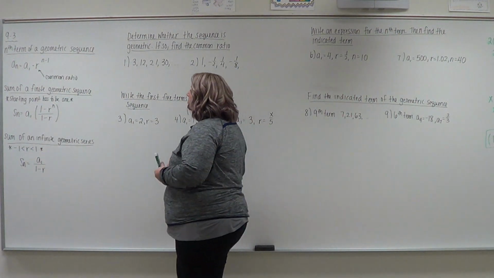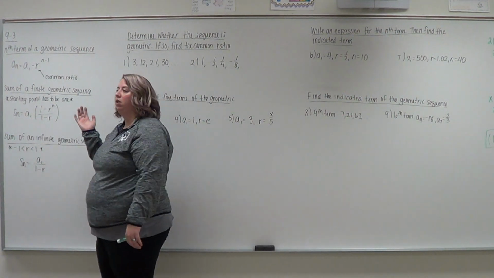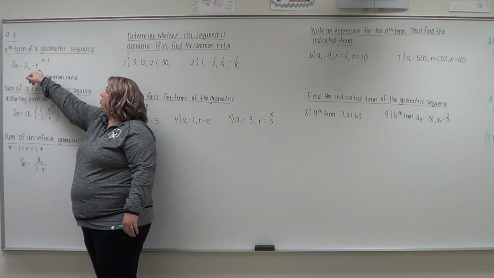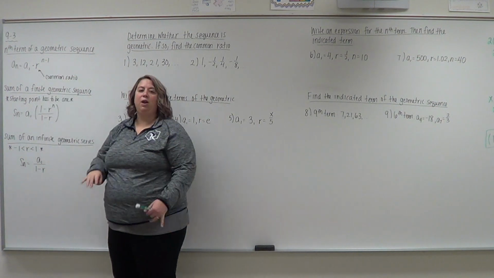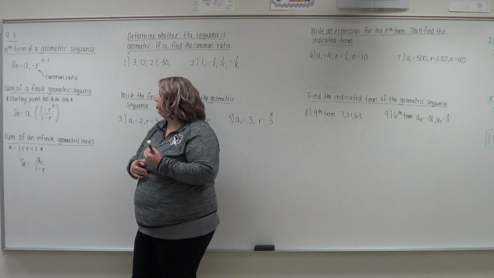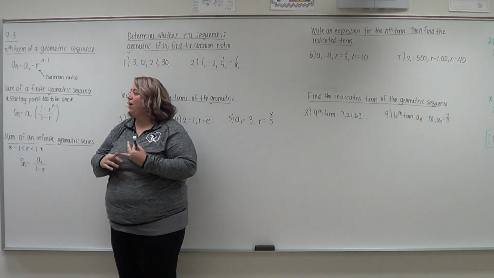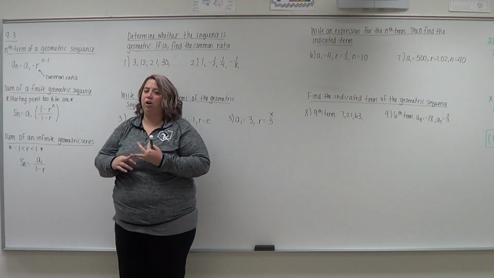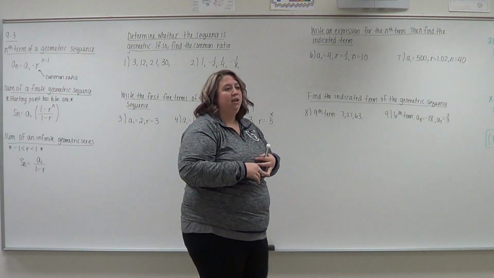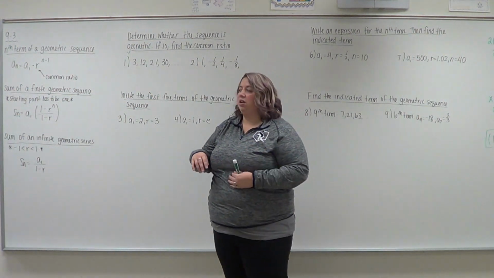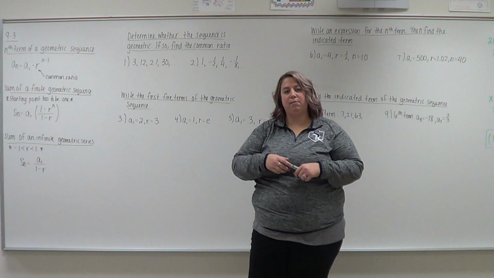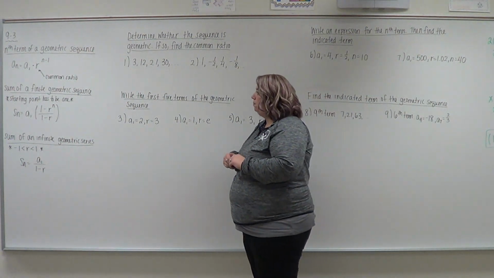This is your formula for your nth term: A1 times r to the n minus 1. A1 is still your first term, always your first term. N is how many terms you have. So the only thing new is the r. The r is the common ratio. Just like with arithmetic, we had a common difference, the common ratio is what you're multiplying by. So that's what the term is called.